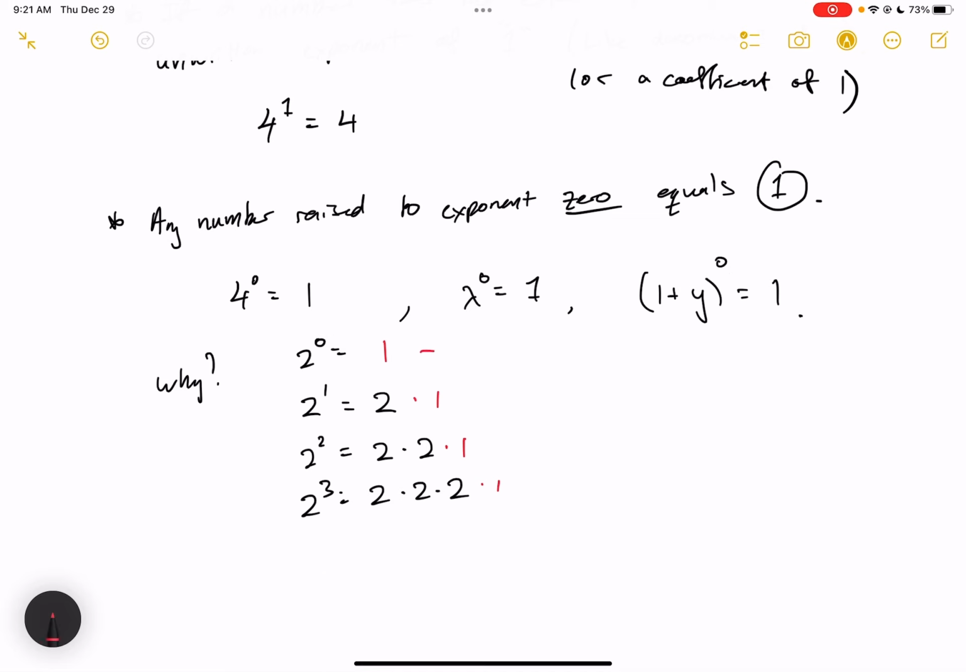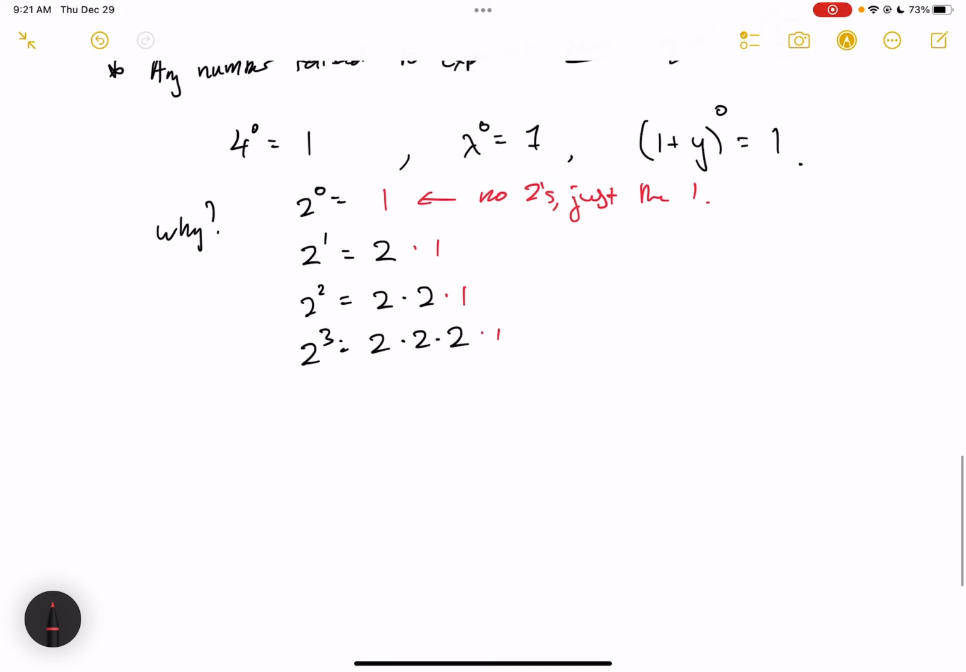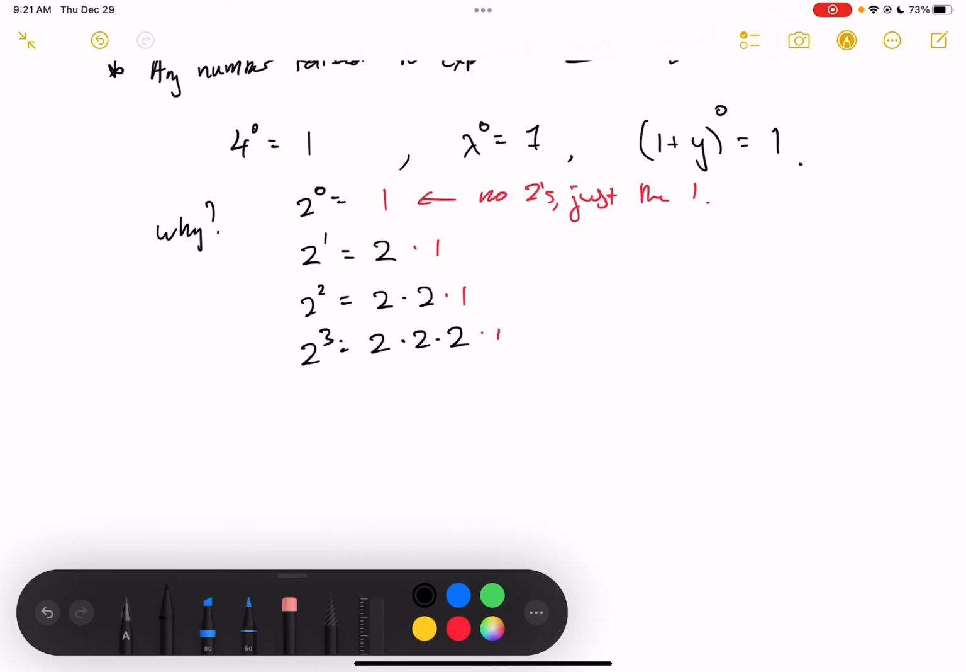So the implication here is that there are no 2's, just the 1. That is probably the nicest way that I can show at the surface level of algebra why anything to the power of 0 is 1. Just instead of 2, think of it with any other base. All right? So that was a lot of the basics that we're going to cover.